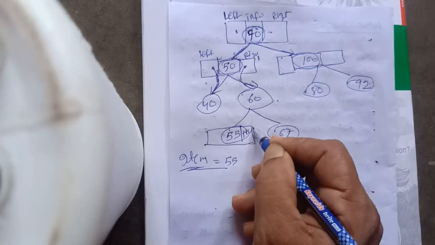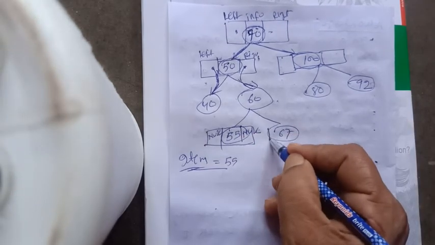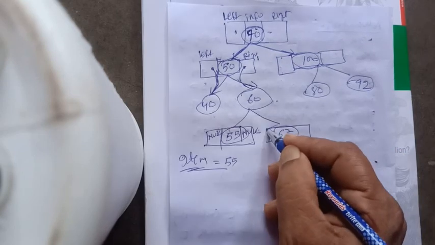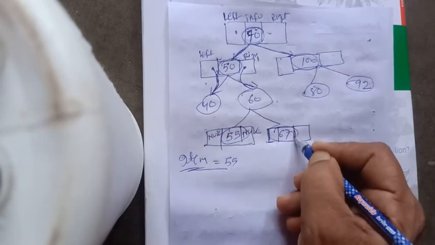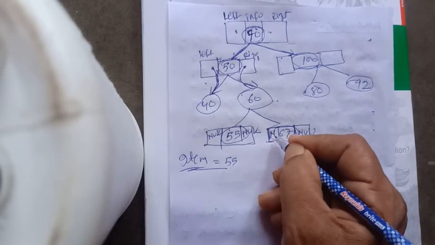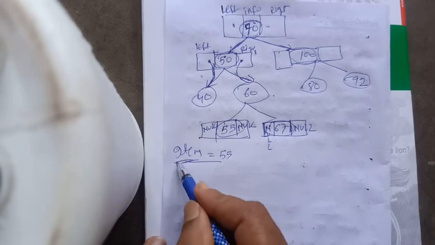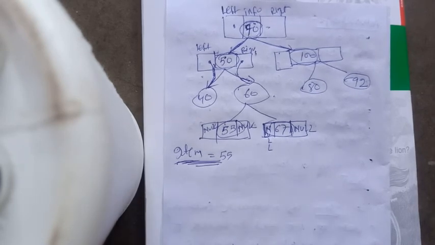We call null, and this one is null. If this one, 67, is the info part, the right child pointer is null, and the left child pointer is also null. Now suppose the item that we want to search is 55. How do we perform the search operation?